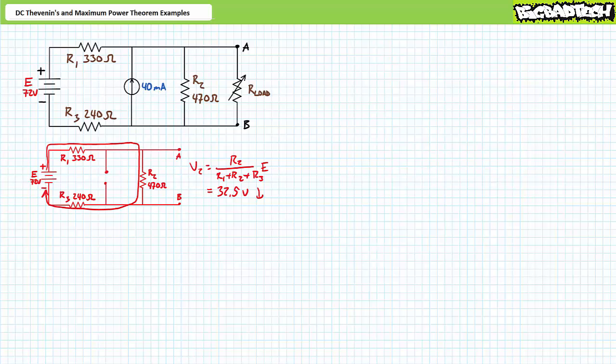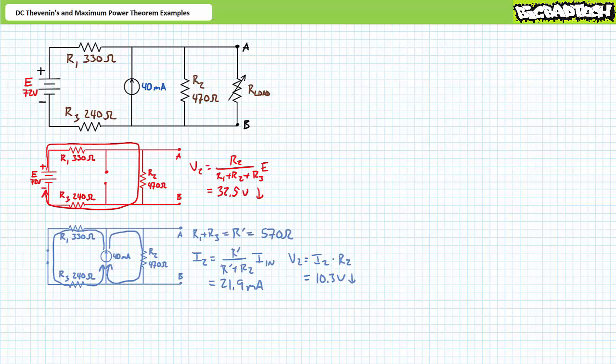Let's save this result and now determine the open circuit voltage based on the contributions of the current source. With the voltage source removed from consideration by replacing it with a short circuit, the current source sees R1 and R3 in series with one another. This series combination is in parallel with R2. The series combination of R1 and R3 presents a resistance of 570 ohms.